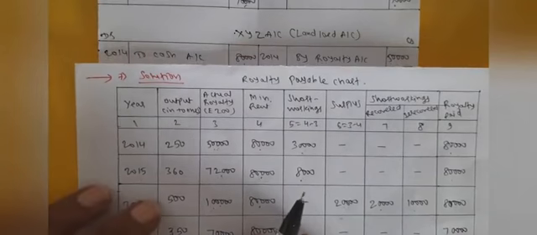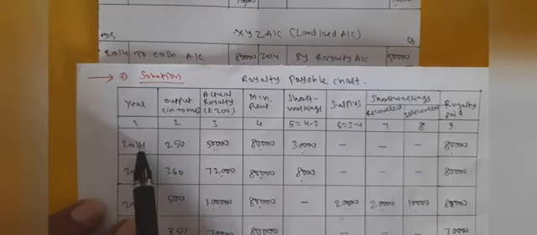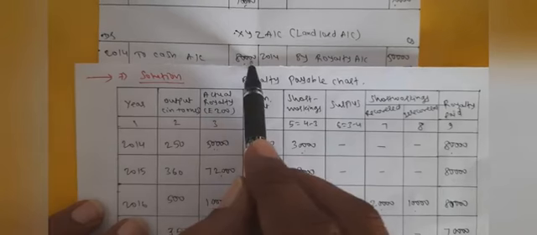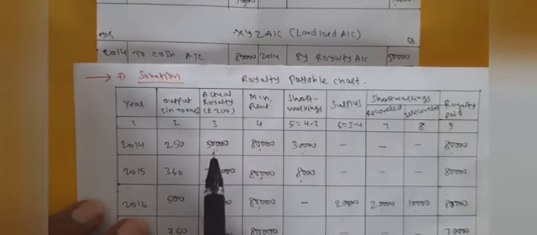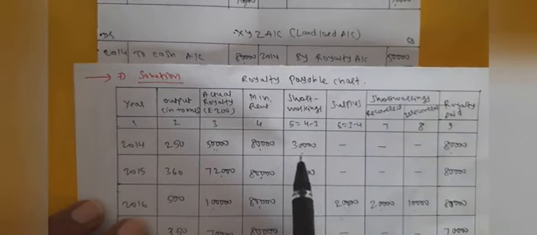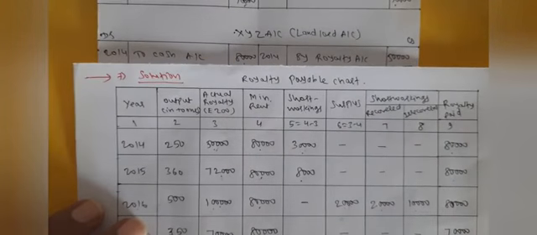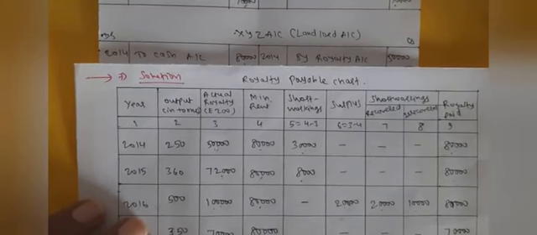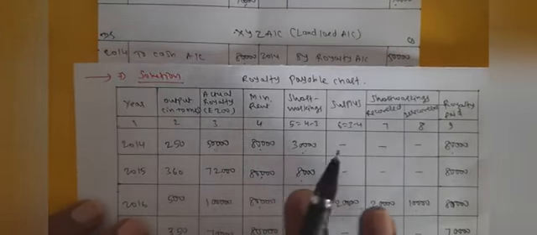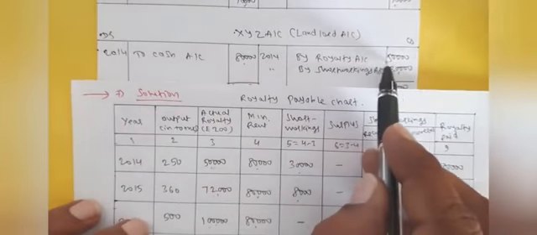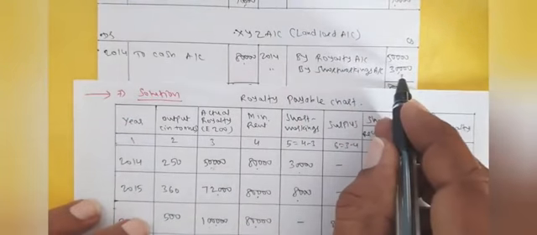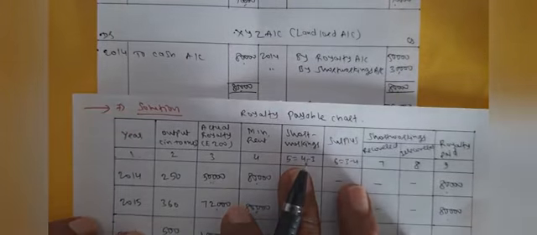So the first entry in 2014, how much cash is paid to Mr. XYZ? 80,000. So to cash account 80,000. This 80,000 includes 50,000 actual royalty and 30,000 short workings. So 2014 by royalty account 50,000, by short workings account 30,000. So total it is 80,000.